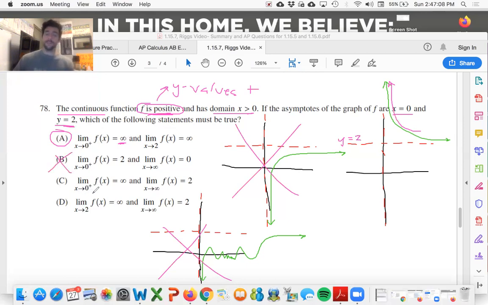As we approach 0 from the right side, yep, it goes off to positive infinity. As we go off to infinity, oh, I'm really glad I read all of them because I made a silly mistake that hopefully you all caught.